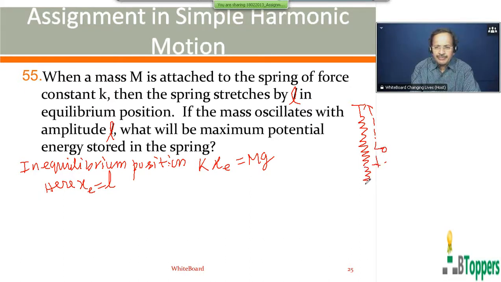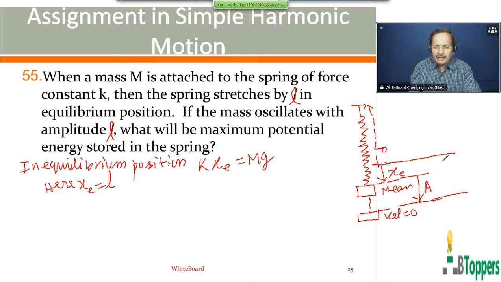natural length of the spring, and x is the elongation of the spring in the equilibrium position or mean position of oscillation, and A is the magnitude of displacement amplitude, which is the distance between one of the extreme positions and the mean position or equilibrium position. So the maximum value of the elongation of the spring from its natural length will be the elongation in the equilibrium position plus amplitude.